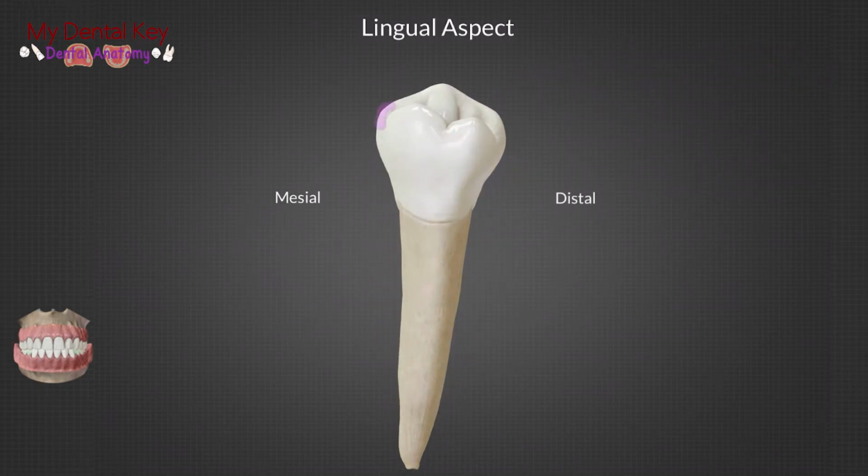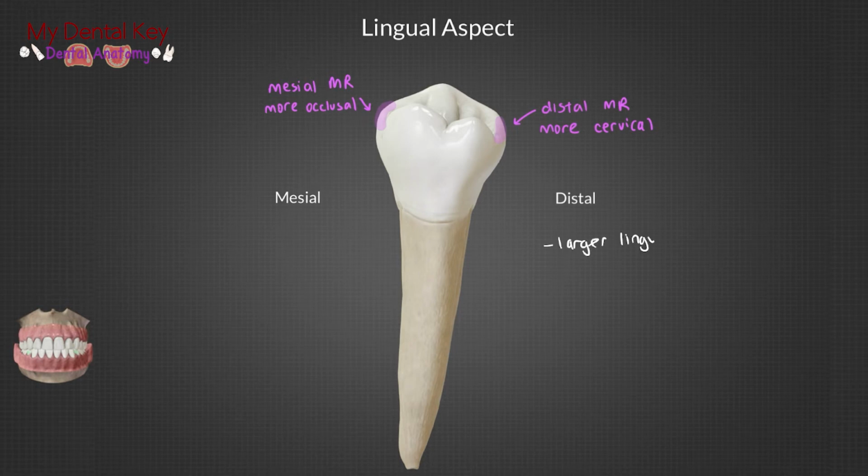In the lingual view, unlike the mandibular first premolar, the mesial marginal ridge is more occlusally positioned than the distal marginal ridge. This tooth also always has larger lingual cusps than that of the mandibular first premolar, although the lingual cusps will still be smaller than the buccal cusp. If there are two lingual cusps, then the mesiolingual cusp will always be larger than the distolingual cusp.